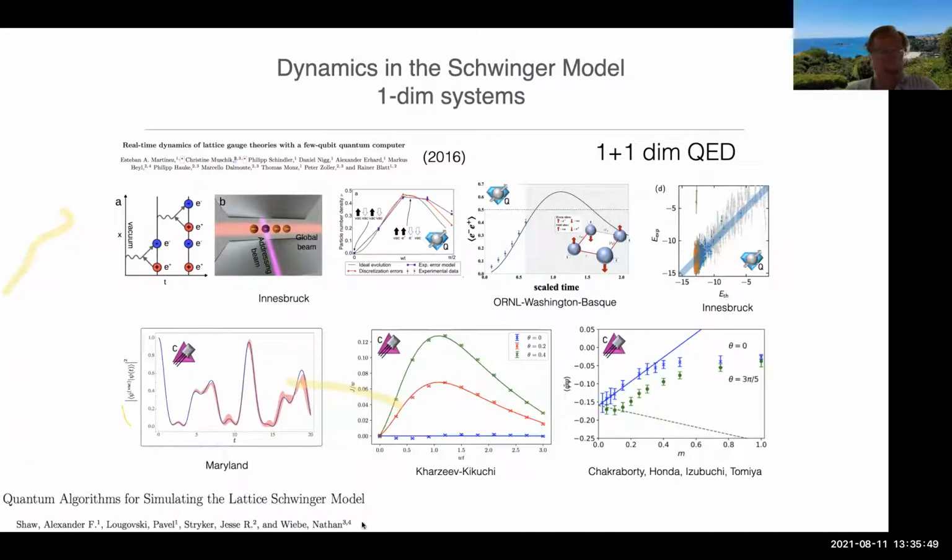There's also a paper that came out in the last 2 years looking at quantifying resources required in going to scale for simulations of the lattice Schwinger model, by Shaw, Lugowski, Stryker, and Wiebe. And so this is moving along the path in the same way as the Jordan-Lee-Preskill work for scalar field theory.